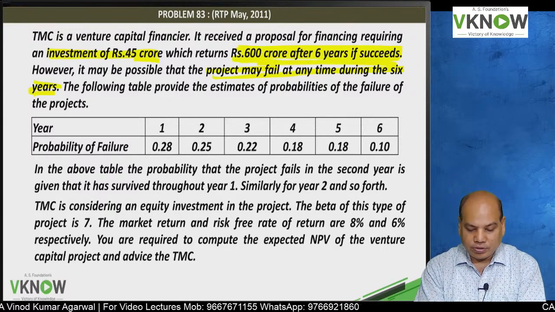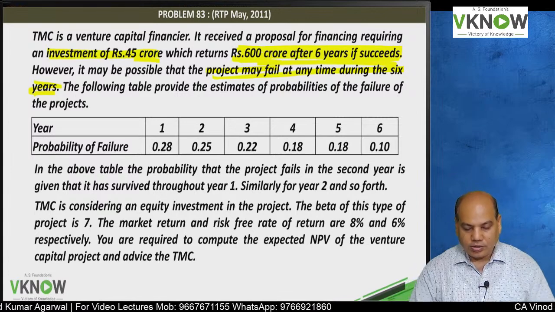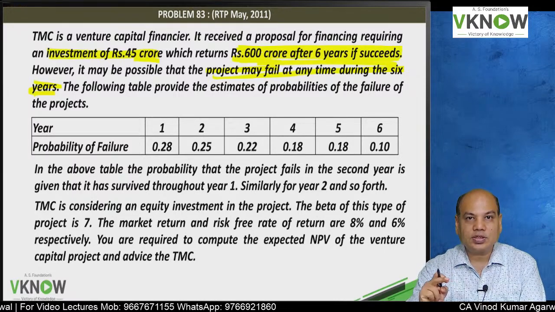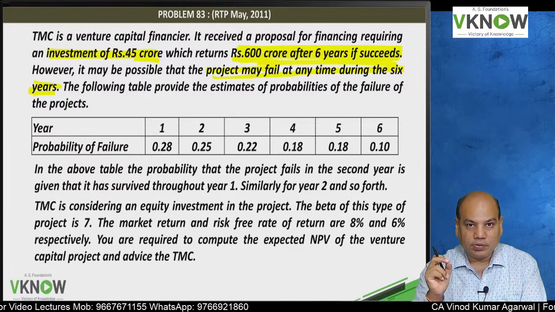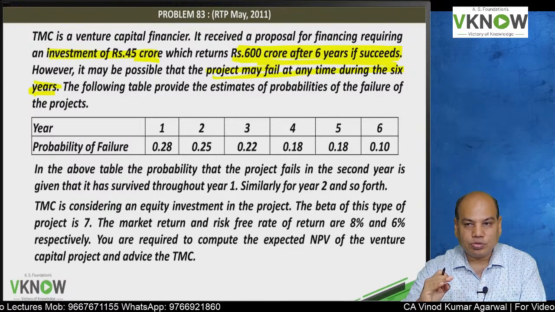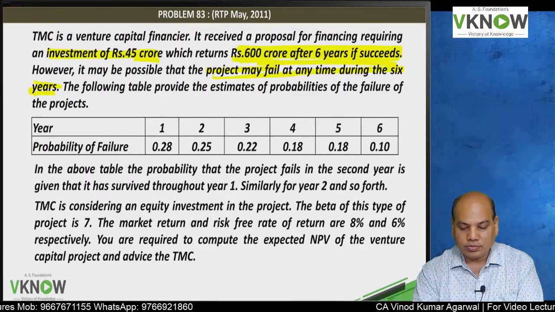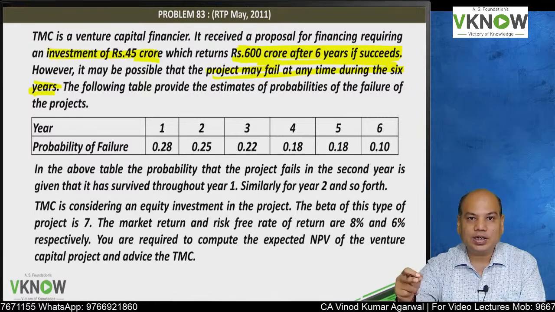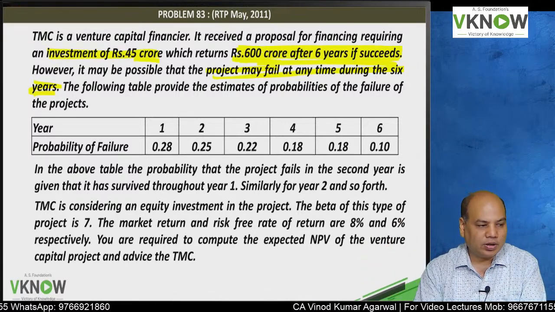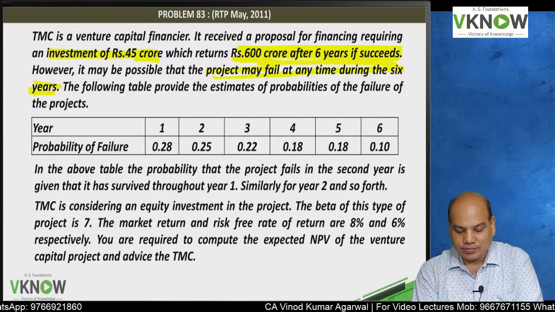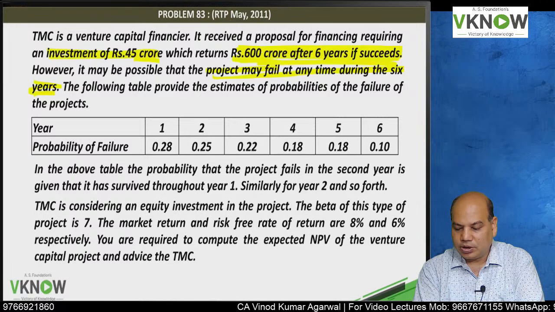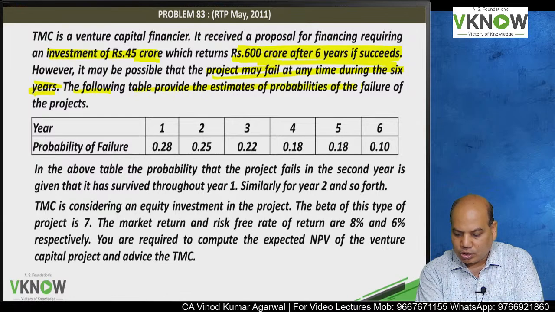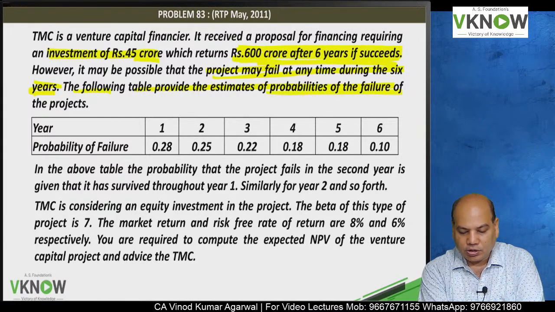What does that mean? It means that if the project has to be successful, it has to be successful in all the years. Then only finally you will be able to realize 600 crore. If it fails in between, the project will get over and you will not get anything. The following table provides the estimate of probability of failure of the project.